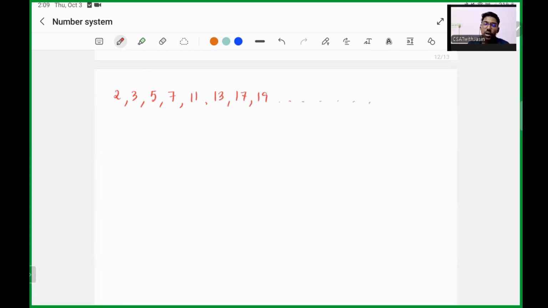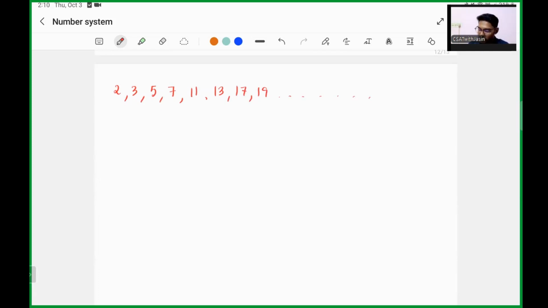How can you identify quickly whether a number is a prime number or not? If I ask you to tell me the prime numbers below 100, how can you do that? Very easily, I'll show you. What you need to do is write the multiples of 6.